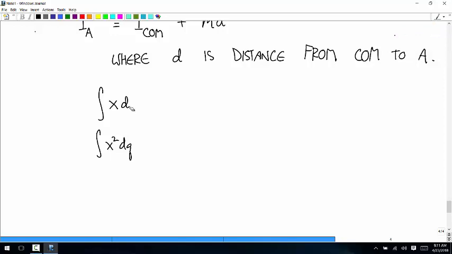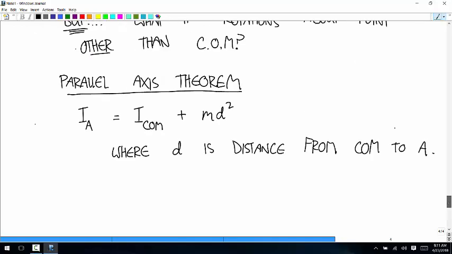I sub A is the mass moment of inertia about A, and I sub COM is the mass moment of inertia about the center of mass. And so the parallel axis theorem says if you're taking the mass moment of inertia about some general point A, you can get it from that formula for the mass moment of inertia about the center of mass if you add this correction term.